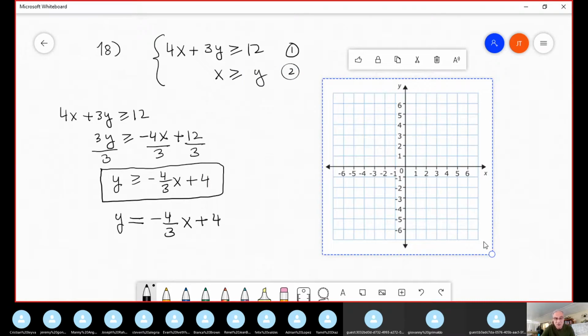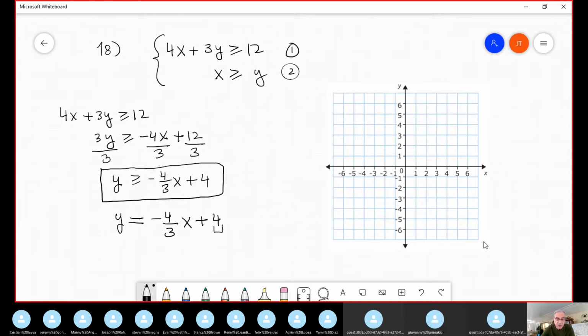This is easy. Your identification is very good. This 4 indicates the y-intercept, so the point (0,4). Boom, (0,4) because this is b. Remember, y equals mx plus b. B is the y-intercept, in our example 4. And the slope is m, which is negative 4 over 3.